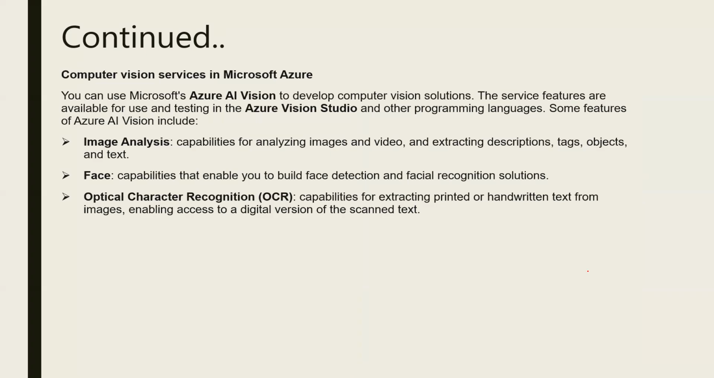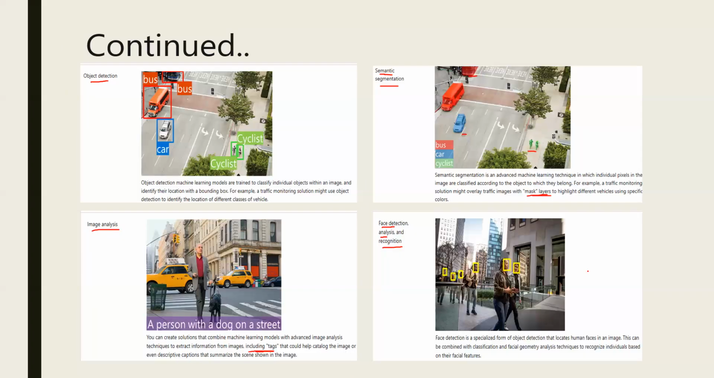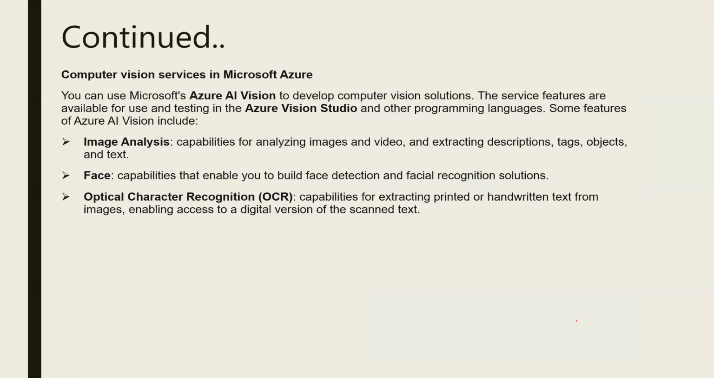So for this also we'll be getting different types of services when we talk about computer vision. In Microsoft, we get this in the form of AI Vision. Whenever I want to develop computer vision solutions on Azure, I have to enable the AI Vision service.